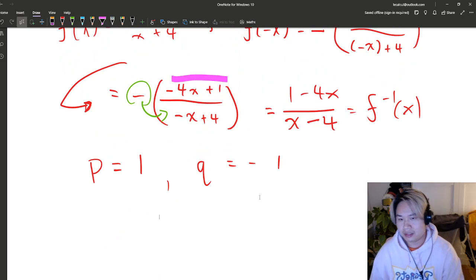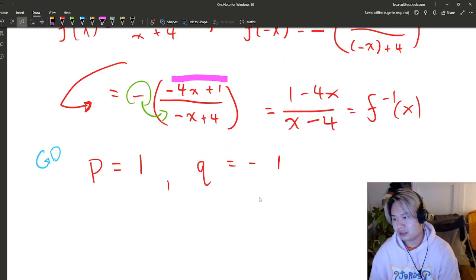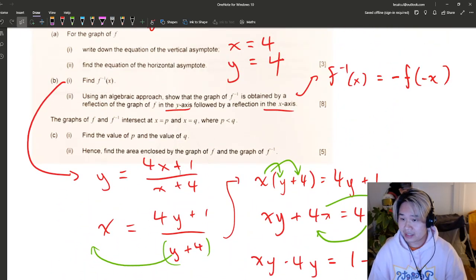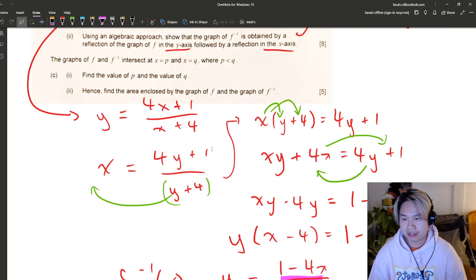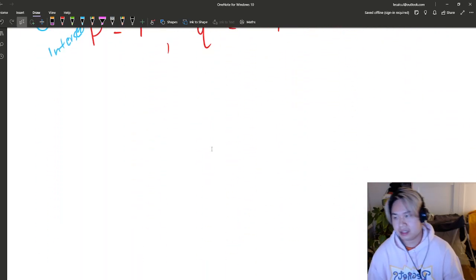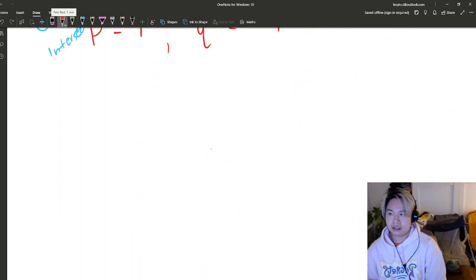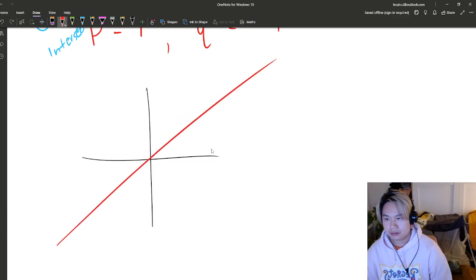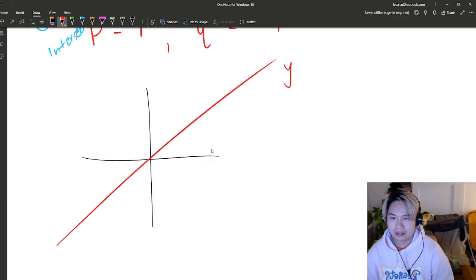But okay, GDC, right? Intersection. Hence, find the area enclosed by the graph of f and f inverse. Now, this is actually taken from a different question. Oh, I shouldn't have erased that line. That was so good. Wow, that one's also pretty good.